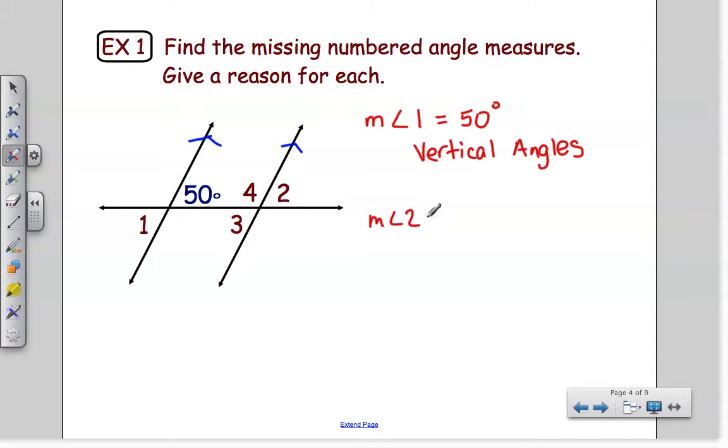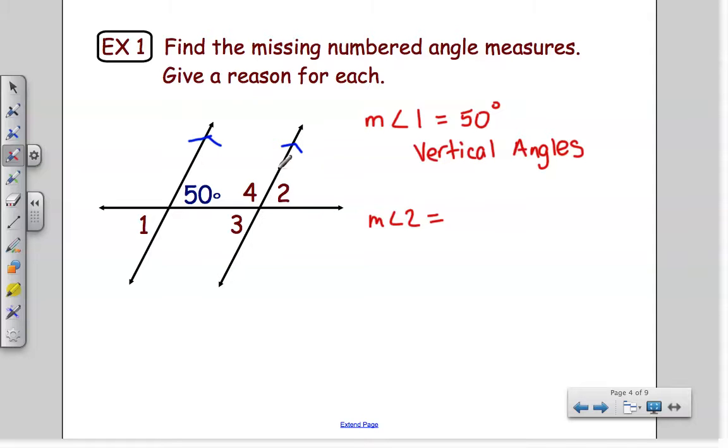What about the measure of angle 2 in this picture? Here's angle 2. Take a look at angle 2 compared back to the 50 degrees I already knew. These are a special angle pair that we've talked about just a little bit ago. Angle 2 is above the transversal to the right of one of the lines. The 50 degrees is above the transversal to the right of this line. They make that same shape, and those are called corresponding angles.